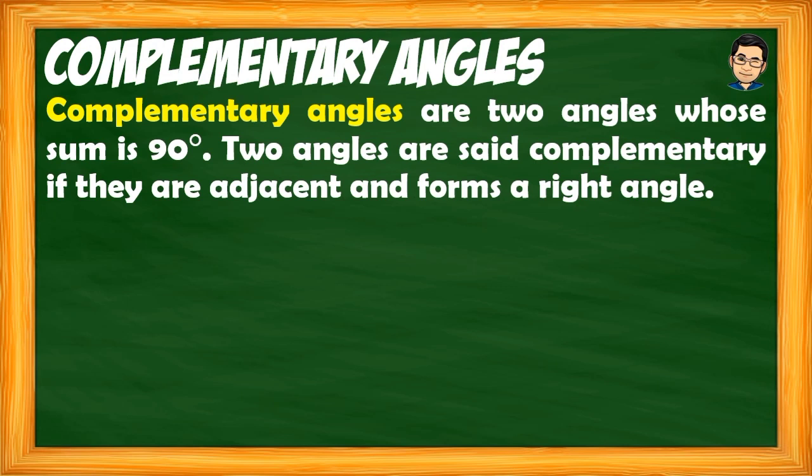And then, kapag ang sum nila is 90 degrees, and then hindi naman sila adjacent, hindi rin po yun complementary angles. Ang pinaka-clue natin para maging complementary angles ay adjacent sila and at the same time, nagpo-form po sila ng right angle. We all know that a right angle is an angle that measures exactly 90 degrees. Para siyang letter L. Okay, so let us have an illustration.